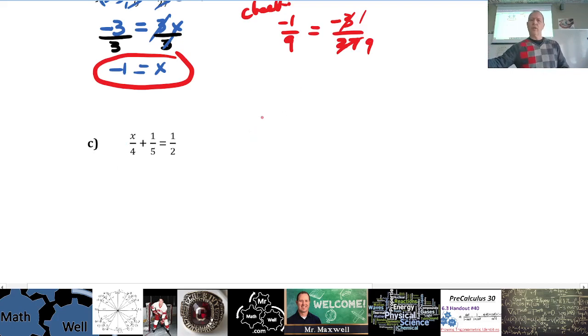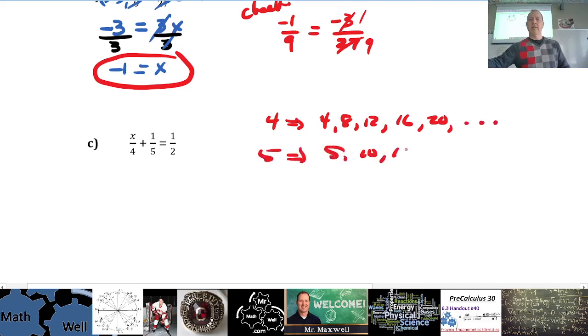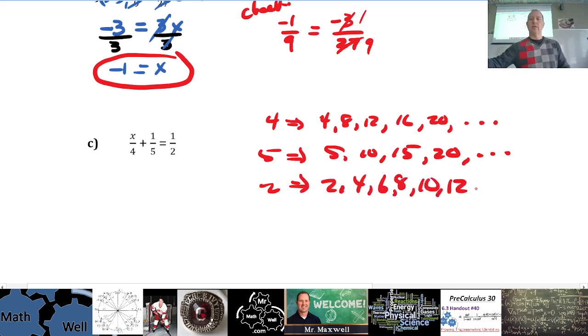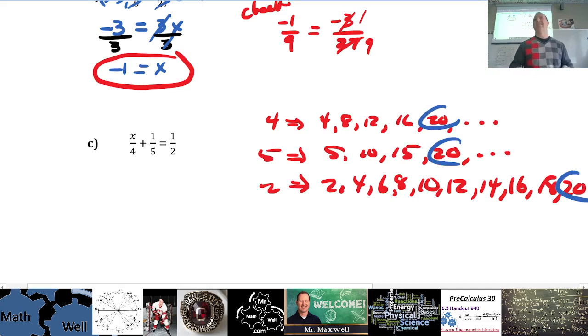So let's see. You don't have to do this every time, but this is just helpful when we're learning. So the multiples of 4 would be 4, 8, 12, 16, 20, so on. The multiples of 5 would be 5, 10, 15, 20, and so on. Hey, this is looking good. The multiples of 2: 2, 4, 6, 8, 14, 16, 18, and 20. Wow. Okay. Do you see 20 there?